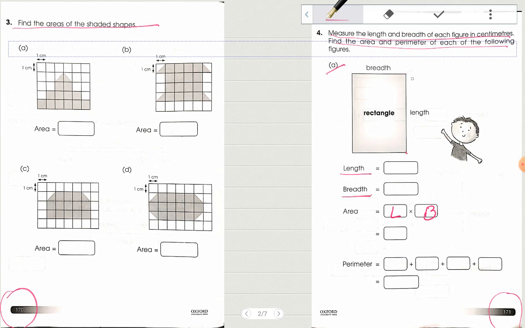To find out the length, you use the scale and breadth, and after that you will apply the formula, multiply the length with breadth. You will find out the area of this with centimeter square, and you can find out the perimeter by adding all the sides, length plus breadth plus length plus breadth. This will be the perimeter of this figure.